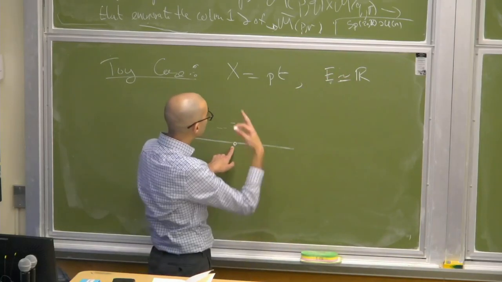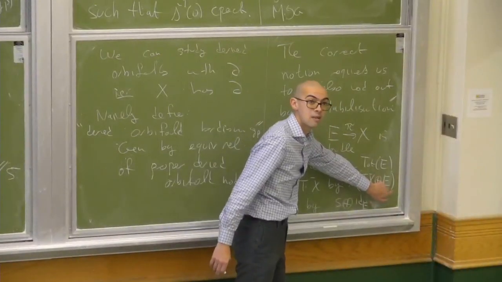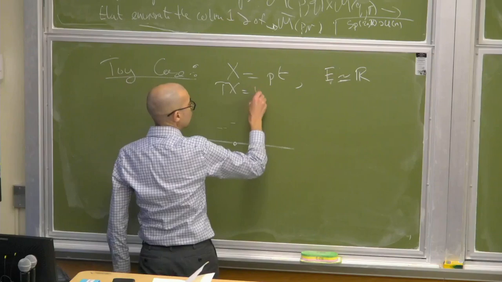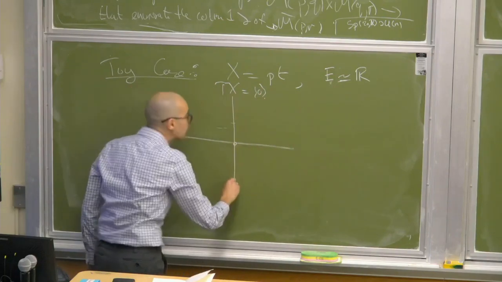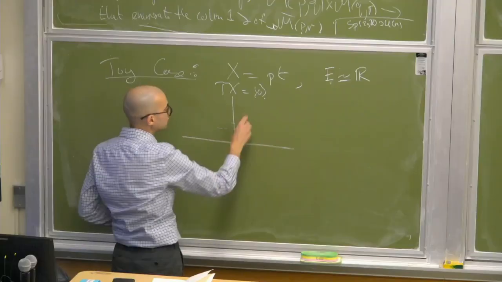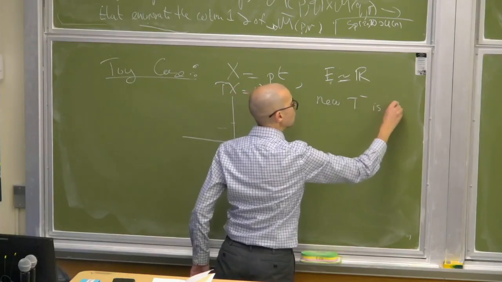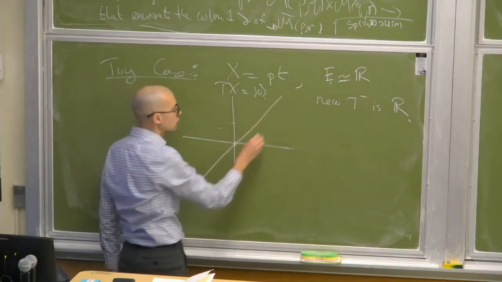Okay? And now, what I'm saying over there is, well, the vector bundle, let's say before it was nothing. So now we have to add the same thing. X is a point. T minus X is just 0. So it is R. So I now need to add a copy of R to my obstruction part. So the new T minus is now R. And this section, this is the new section.